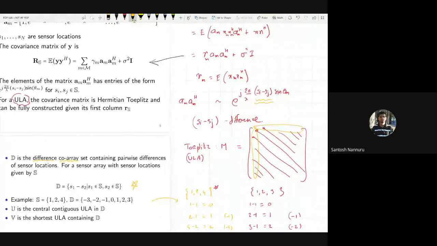So si minus sj will give you a lot more, right? So for the example we took, for a 7 sensor nested array, I will get 15 si minus sj's, or 15 distinct entries in my covariance matrix. It will not be Toeplitz, but it will have 15 distinct entries.